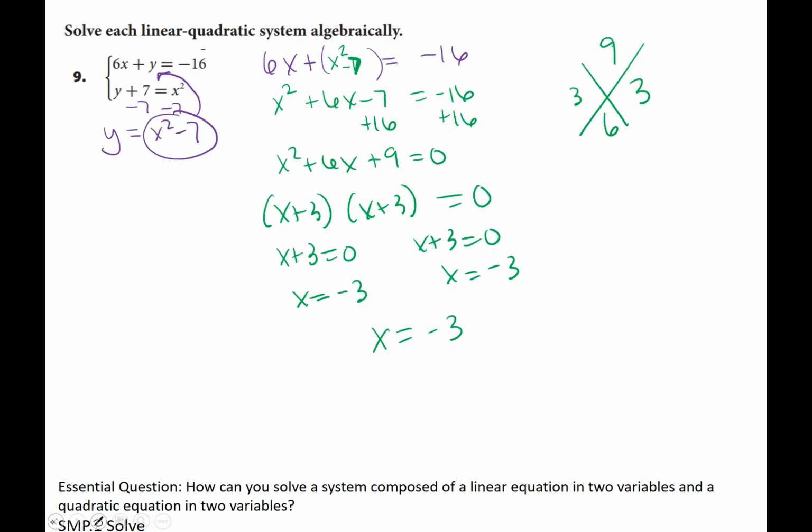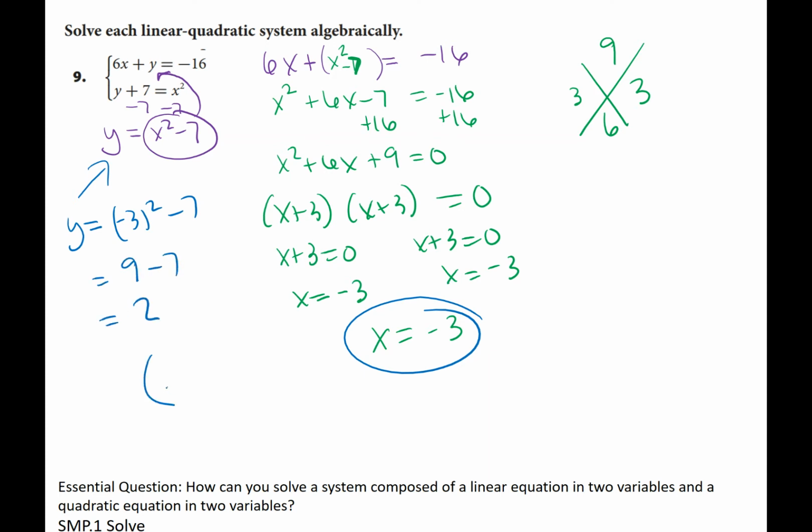I need to go back to number 9, okay? I only solved for x. We've got to solve for y too, okay? So I'm going to go ahead and plug back into this one that's solved for y. So y equals negative 3 squared minus 7. The negative 3 squared is 9, minus 7, which is 2. So my final answer on this one would be negative 3, 2.